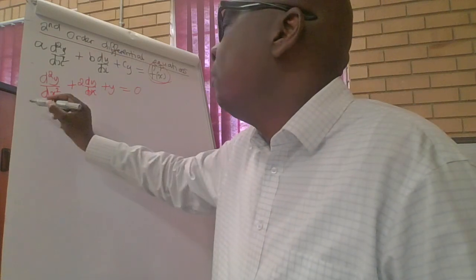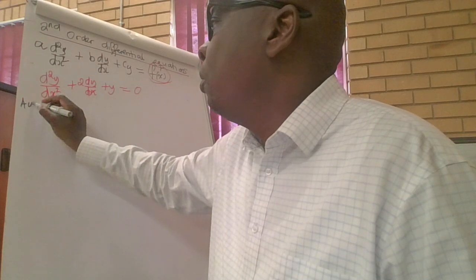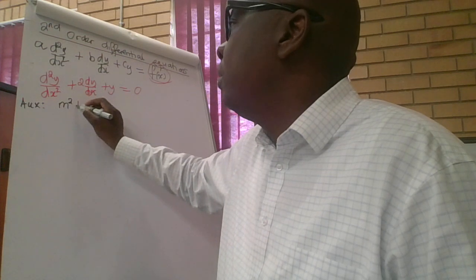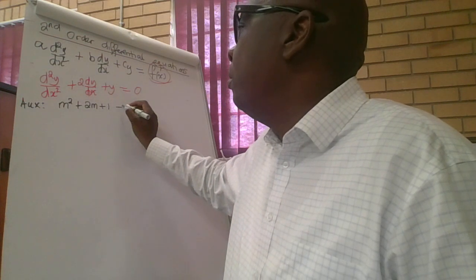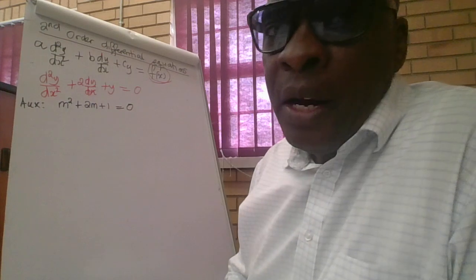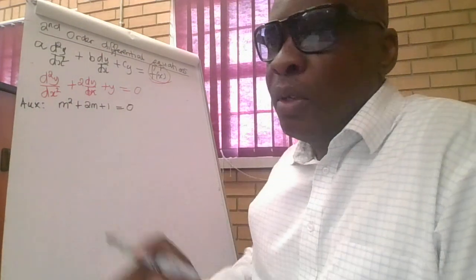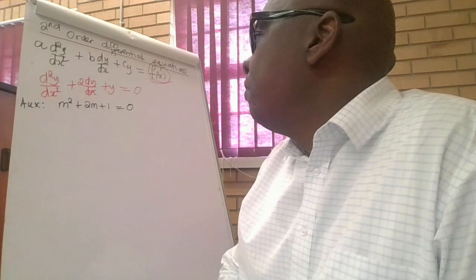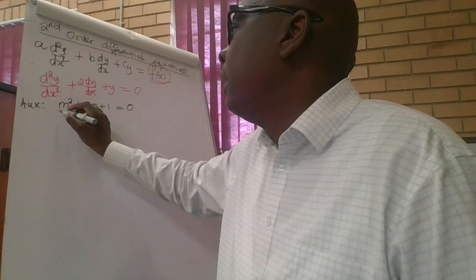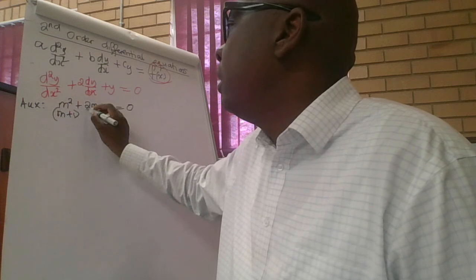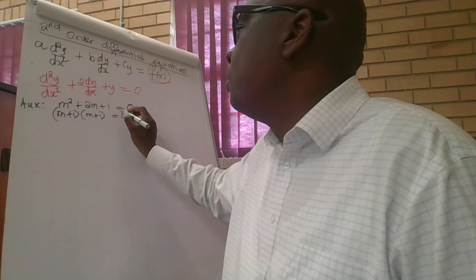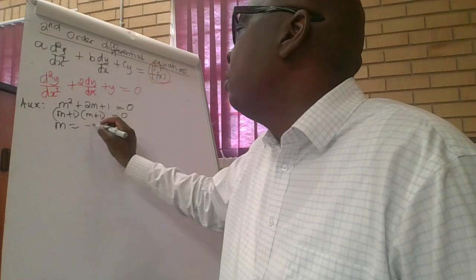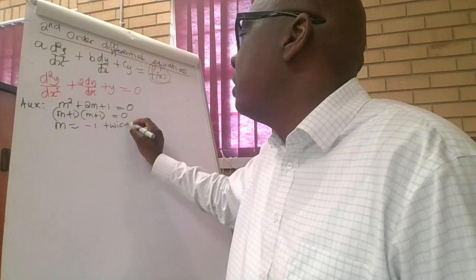Now, remember, number one, for us to solve this, we must get what we call the auxiliary equation, which in this case is given by m squared plus 2m plus 1 being equal to 0. And now we must solve for m on this auxiliary equation. If we solve for m here, we are going to get m plus 1, m plus 1 being equal to 0. And that means m is equal to minus 1 twice.